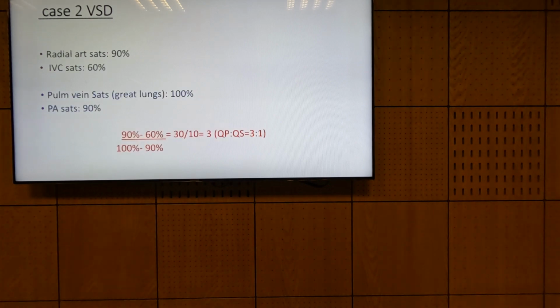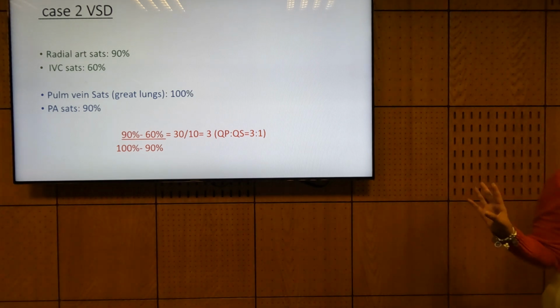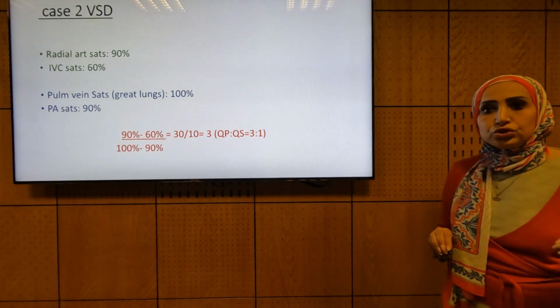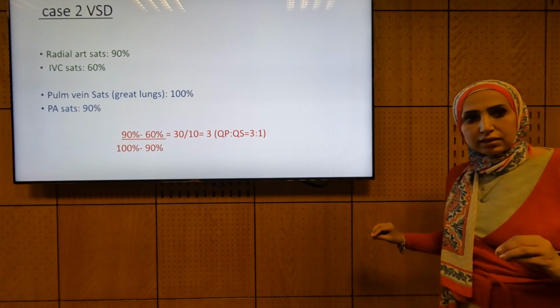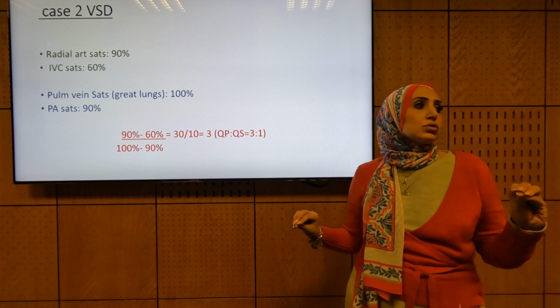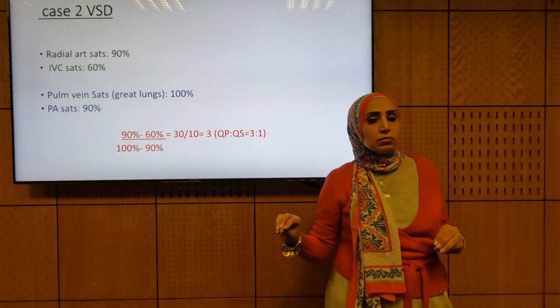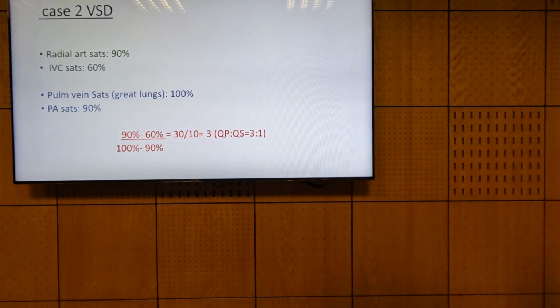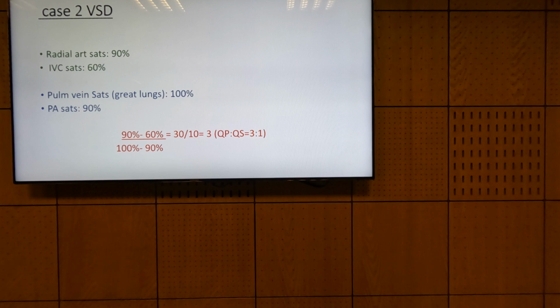Is it clear? Okay, it has some limitation, but it's not the scope of this lecture. But this is how we calculate that in the cath lab. We measure the oxygen saturation at the beginning and the end of each circulation. So we have aorta minus cava, and we have the pulmonary veins or left atrium minus pulmonary artery.